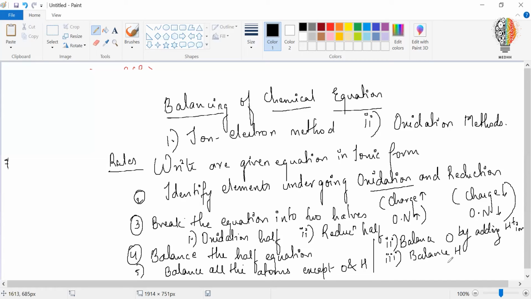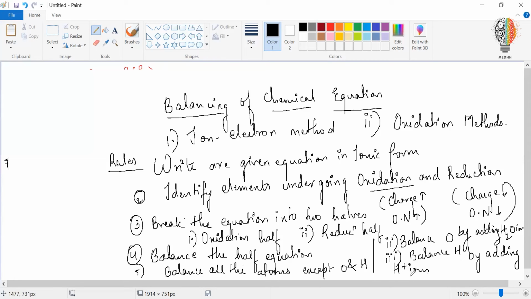Balance oxygen by adding H2O, not H plus. That you're going to do with your balancing of hydrogen. So by adding H2O, and then balance H, that is your hydrogen, by adding H plus ions.